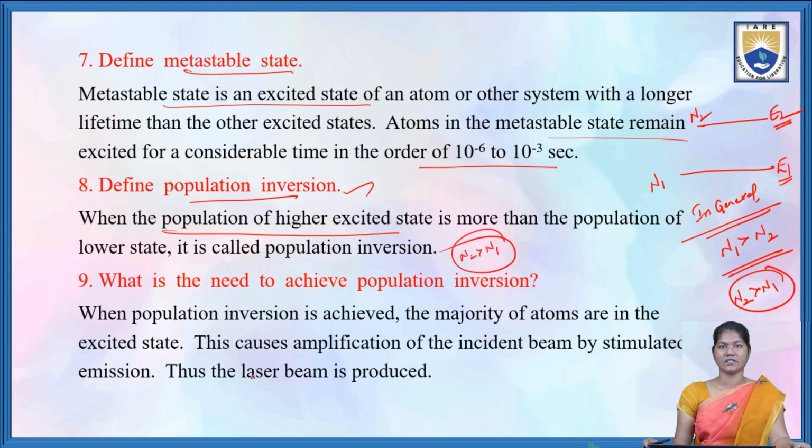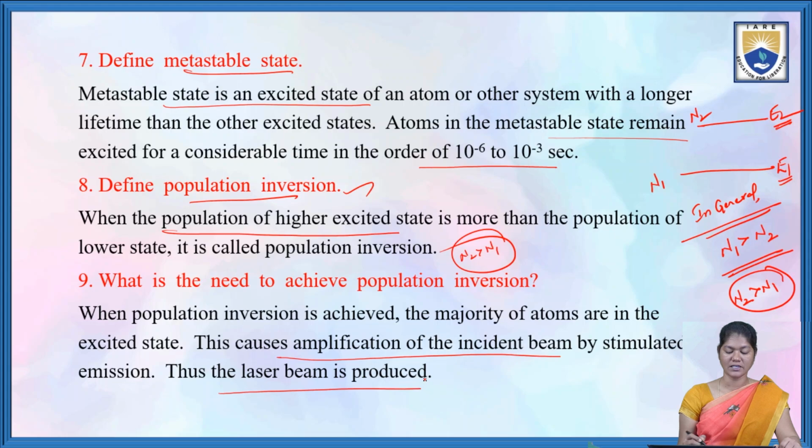What is the need to achieve population inversion? When population inversion is achieved, the majority of atoms are in the excited state. This causes amplification of the incident beam by stimulated emission, thus the laser beam is produced. So what is the need to achieve population inversion? Because we want to get the laser beam.